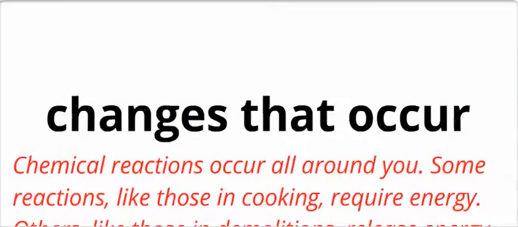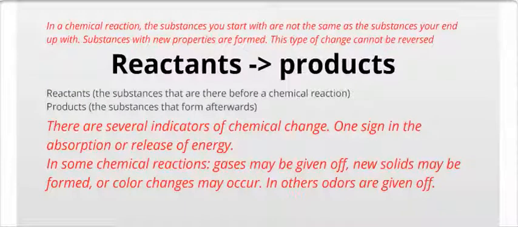So changes that occur. Chemical reactions are all around us. Alright, so in a chemical reaction, the substance you start with is not always the same as the substance you end up with. Substances with new properties are formed, and this type of change cannot be reversed. So reactants go into products. Reactants are the substances that are there before the chemical reaction, and the products are the substances that form afterwards.